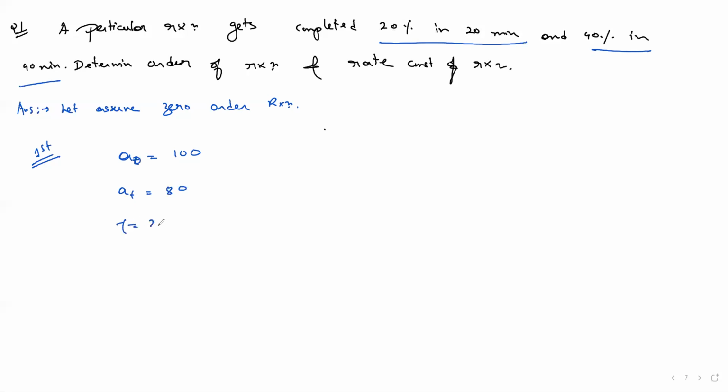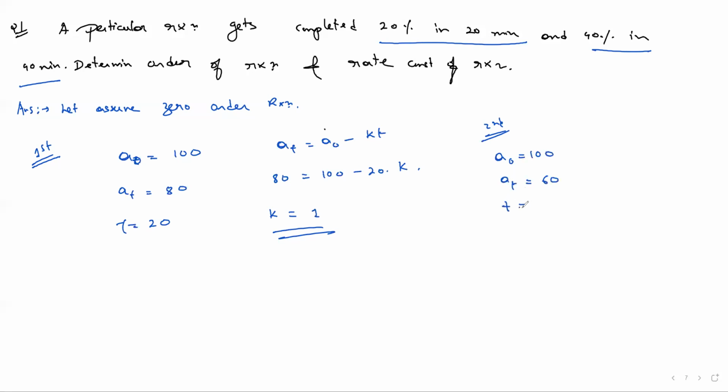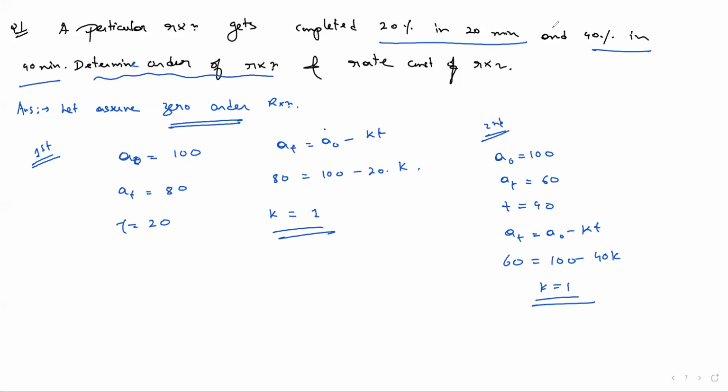Now time is given. What is the time? 20 minutes. Formula is At equals A0 minus Kt. What should be the At? At equals 80, A0 is 100, 20 into K. Now find the K value. K value becomes 1. Now for the second case, 40% completed in 40 minutes: A0 is 100, At is 60, time given is 40. So At equals A0 minus Kt, 60 equals 100 minus 40 into K, K equals 1. Okay. So the order of reaction is zero order. That's why in both cases the K value is 1.